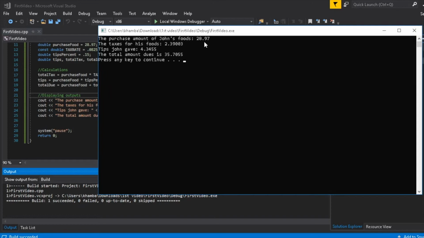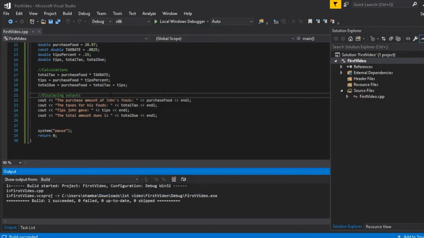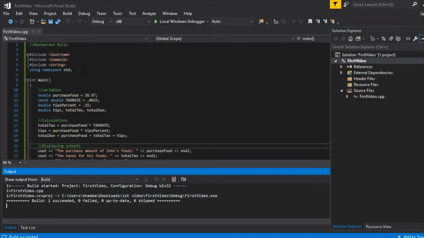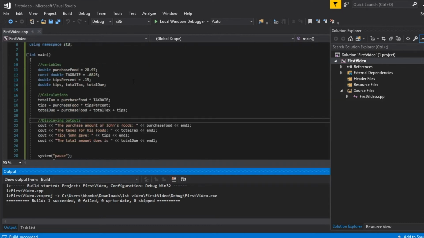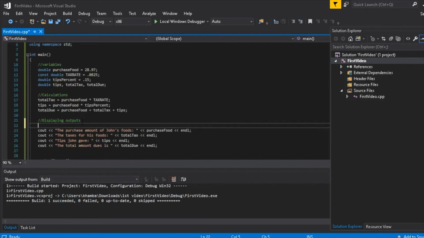This is what I meant. I want this to only have 2 decimal points: 2.39 only, 4.35, 35.71. In order to do that, we need to add something here. This is what I meant, something. Iomanip, that's why I added the iomanip. Iomanip allows us to use the set precision. Okay, set precision, so point and fixed.